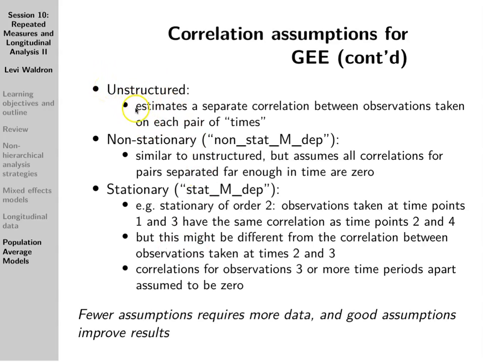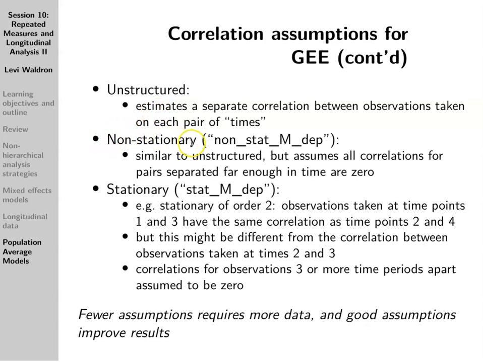Unstructured means that you just estimate a separate correlation between observations taken in each pair of times. So this is less of an assumption than the other two. So in really the lack of any information, this is a more hesitant or more conservative assumption to make.